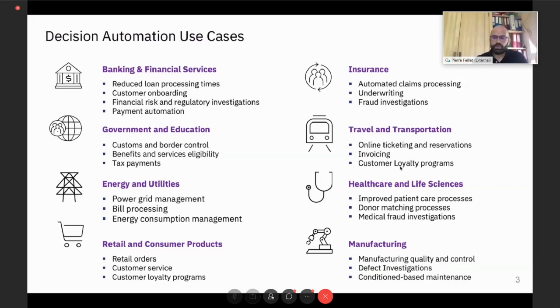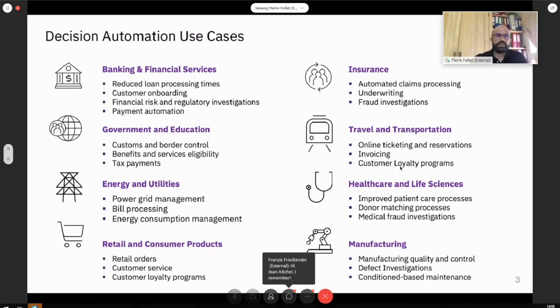Healthcare, we have a use case at the NHS in the UK to match organ donor transmissions and see what the best matches for the organs are. And manufacturing, we have use cases as well in decision automation.